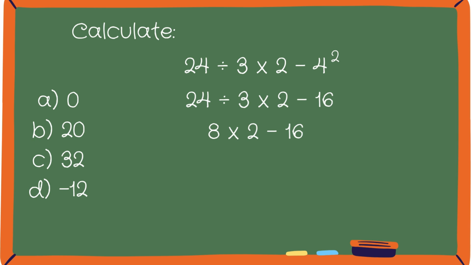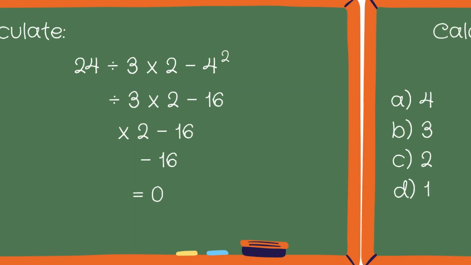Excellent. Now I have the multiplication and the subtraction. Where do I start? I'll start with the multiplication. Obviously, 8 times 2 is 16, and 16 minus 16, mentally, this will be equal to 0. Answer A. Now, mark option A.